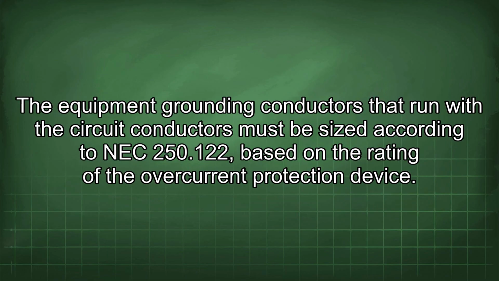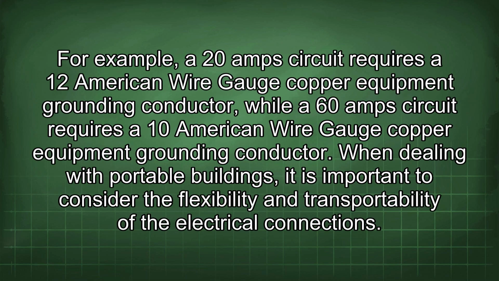The equipment grounding conductors that run with the circuit conductors must be sized according to NEC 250.122 based on the rating of the overcurrent protection device. For example, a 20 amp circuit requires a 12 American wire gauge copper equipment grounding conductor, while a 60 amp circuit requires a 10 American wire gauge copper equipment grounding conductor.